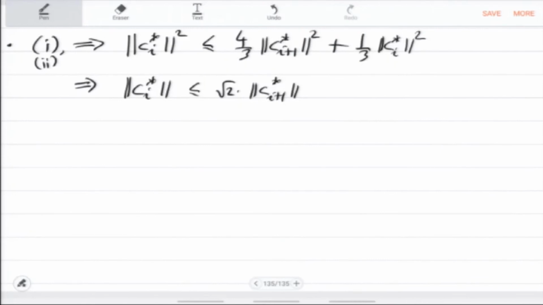So kind of order is being maintained by this, and the impact of this is when you repeatedly do this, what you get is that C1 star is less than or equal to square root 2 times C2 star, then square root 2 square, and so on. So as you increase i, you will get this ultimately.